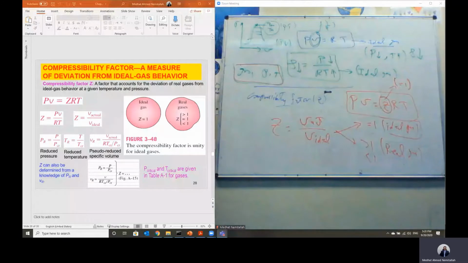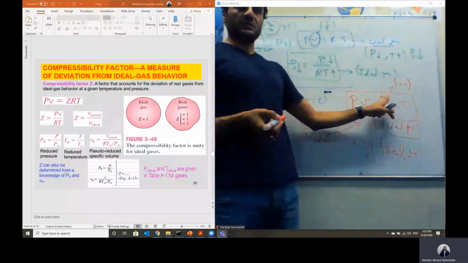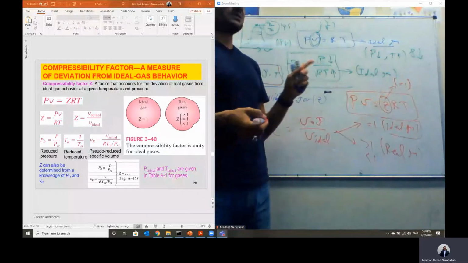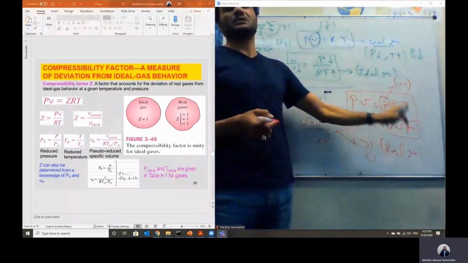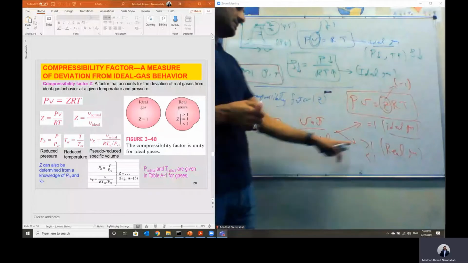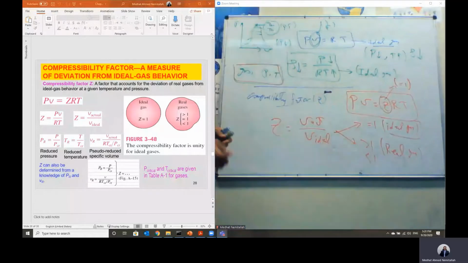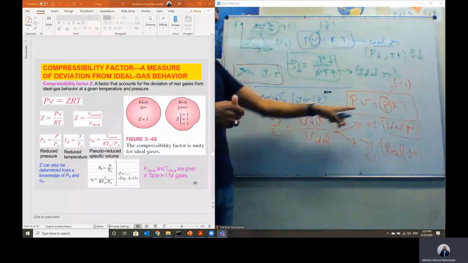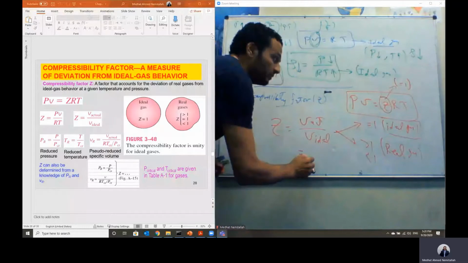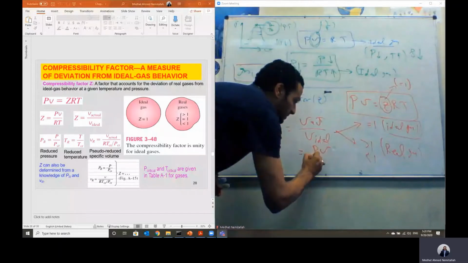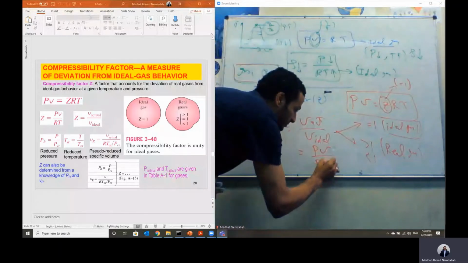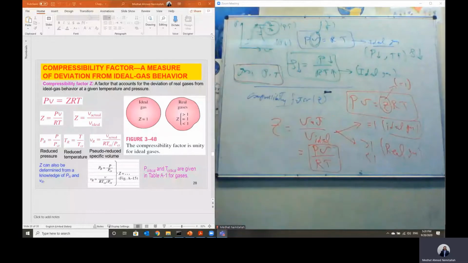Okay, so if he gives you the pressure and temperature, I can calculate the compressibility factor Z. If it is equal to 1, this is the only case we can consider the gas as an ideal gas. Otherwise, if it is greater than 1 or less than 1, this will be the case of the real gas. Okay, this parameter Z from this equation is V actual over V ideal, or it is equal to PV divided by RT in this case.